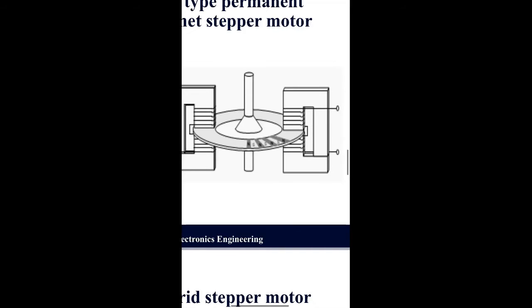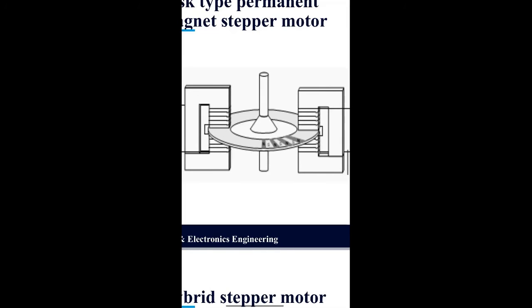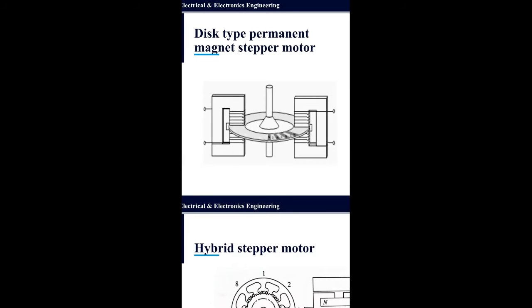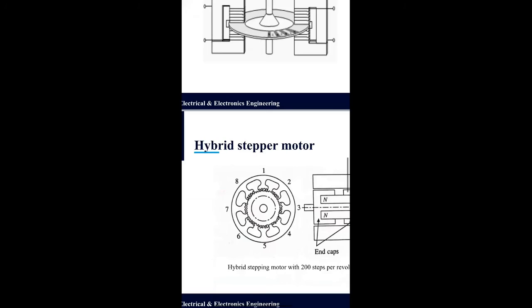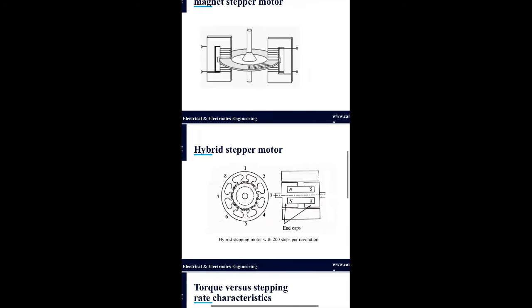This way, this disc type permanent magnet stepper motor will rotate and the operation is carried out. This is regarding this type of permanent magnet stepper motor. Next one is the hybrid type stepper motor. In the hybrid type, it is a combination of features of variable reluctance and permanent magnet motors.